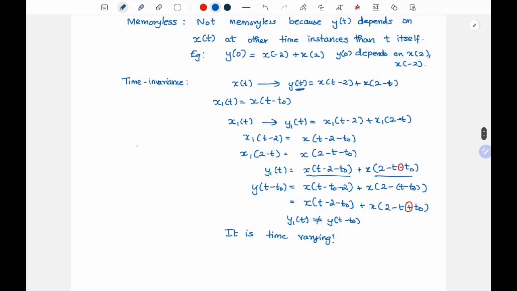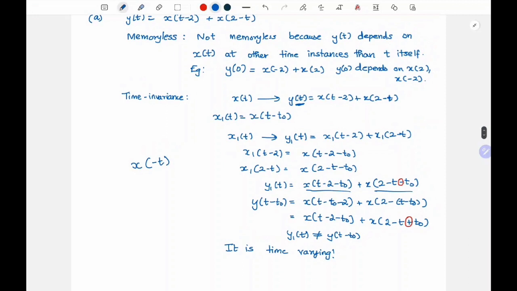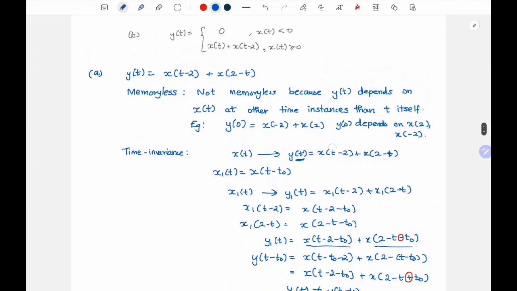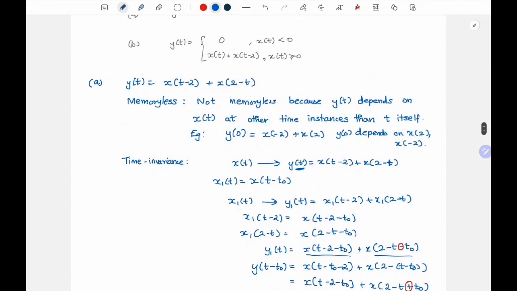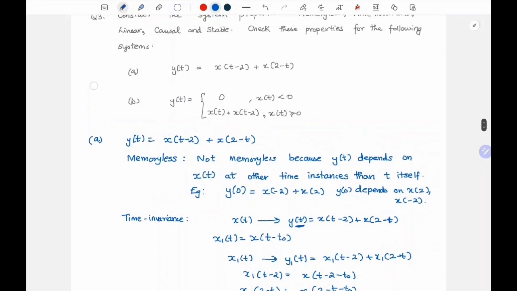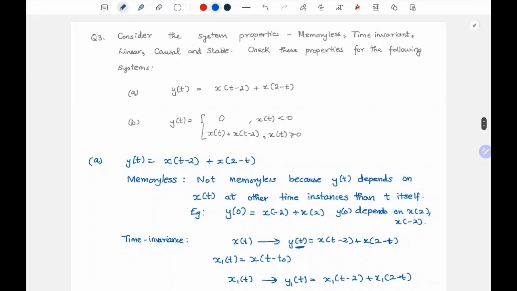In general, if any x of minus t dependence is there, it is generally a time varying system. You can try to generalize it for this case. Okay, that's how you learn, right? When you do an example, you need to try to see the big picture. You may need to apply it to other similar problems as well. So that is where the learning is.